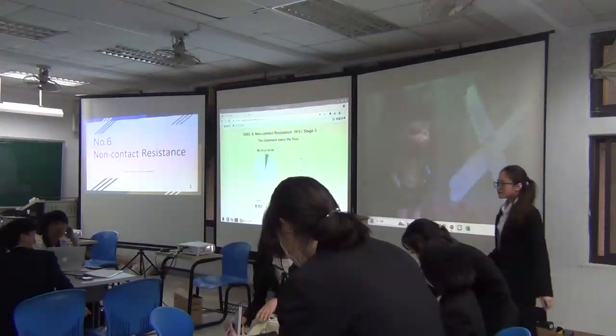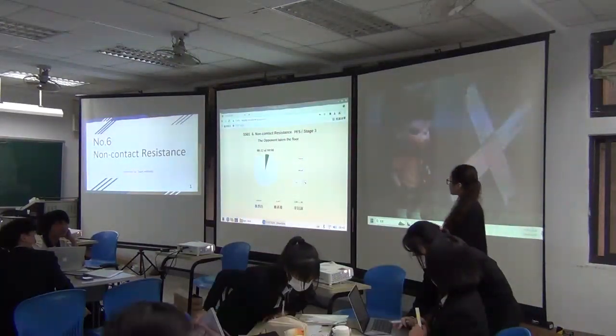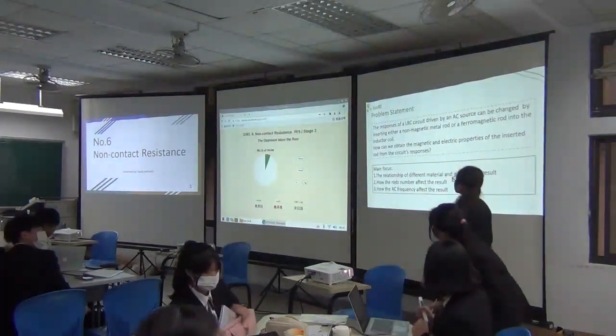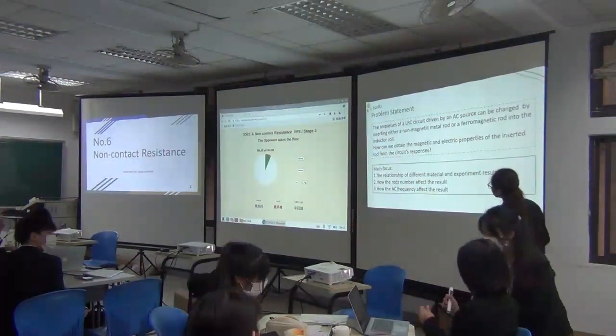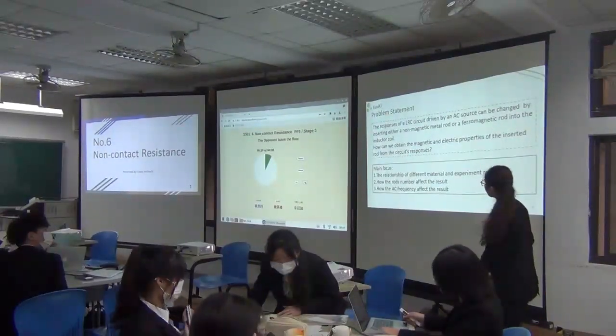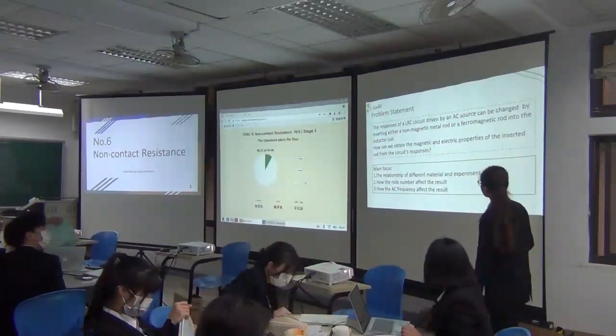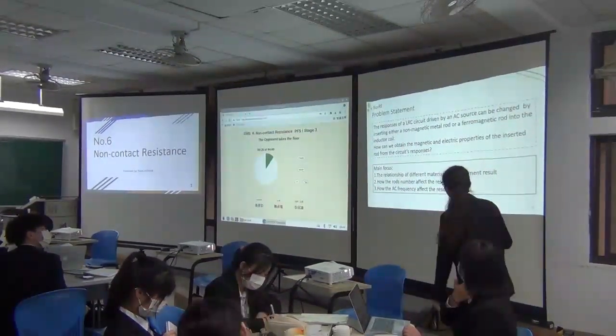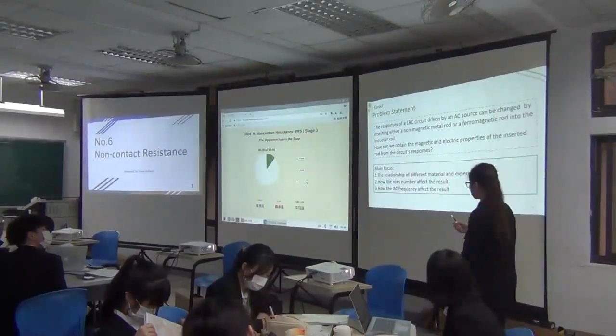Hello everyone, my name is TYPT from PF5, and today I'm going to oppose problem number 6, non-contact resistance. And here is our problem statement. About this problem, we'll mainly focus on the relationship between different materials and experiment results, how the rod number affects the result, and how the AC frequency affects the result.